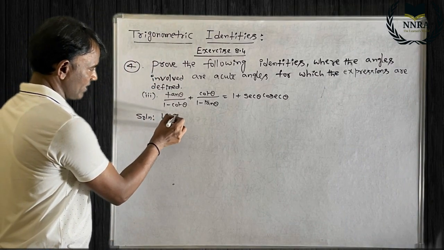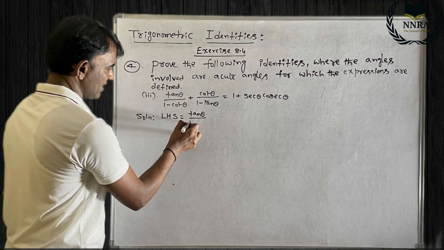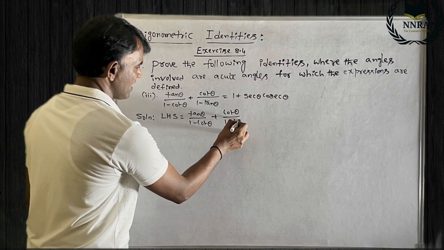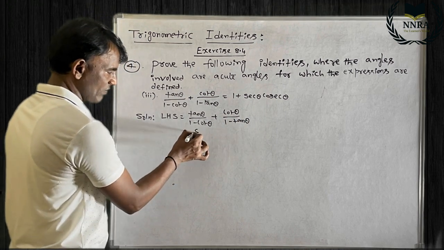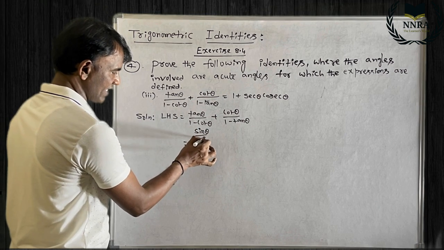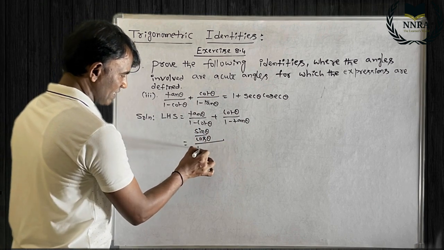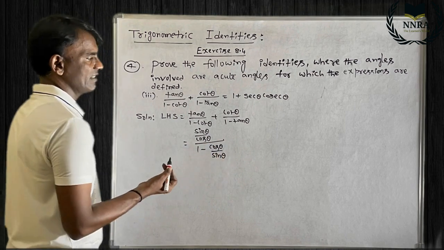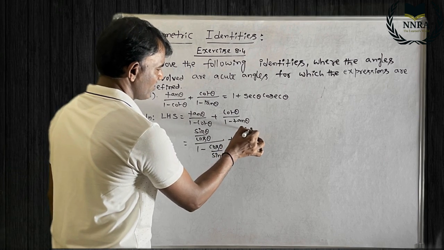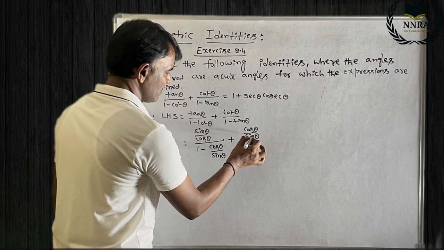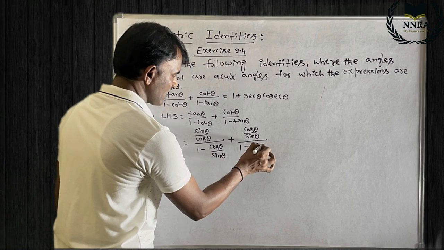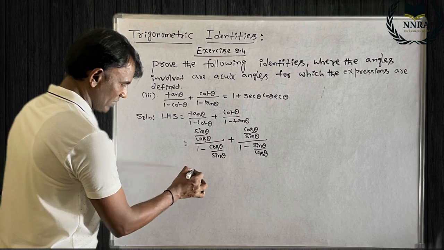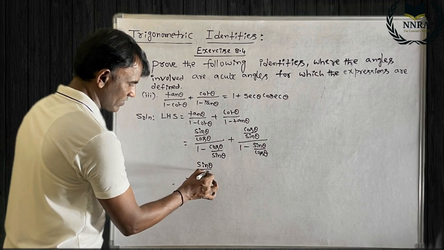So LHS equal to, first term is tan theta by (1 - cot theta), plus the second one cot theta by (1 - tan theta). Generally tan can be written as sin by cos. Okay, so write here sin theta by cos theta. Coming to the denominator, 1 minus cot theta, which can be written as cos theta by sin theta. Plus here cot can be written as cos by sin, right? And coming to the denominator, 1 minus sin theta divided by cos theta. Now the numerator is same, don't change that. Sin theta by cos theta.